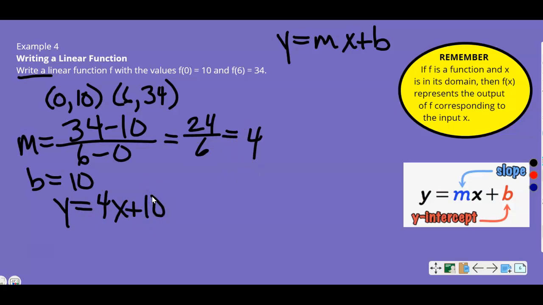All right, also if you remember from the previous video, you can plug in the points to see if they work. So plug in my x. 0 times 4 is 0, plus 10 is 10. The first point works. If I plug in 6, 6 times 4 is 24. 24 plus 10 is 34. So both of those work. So we know that that equation is correct and both of those points fall on that line.